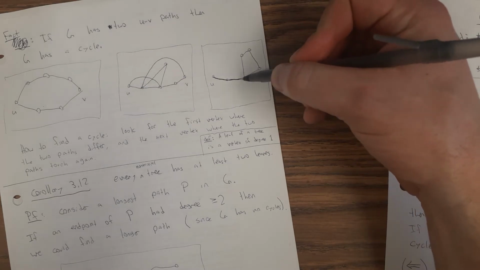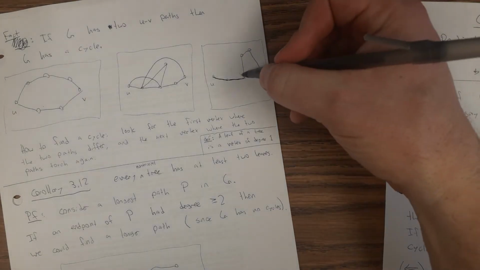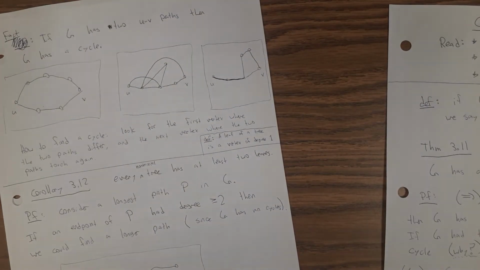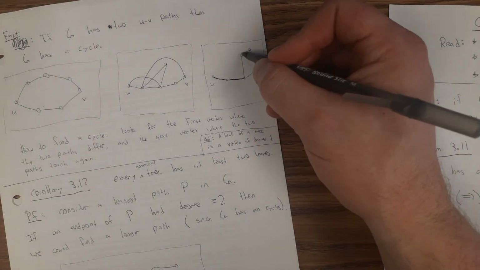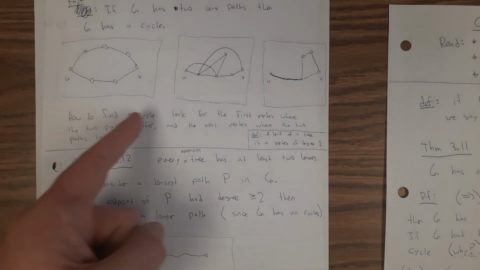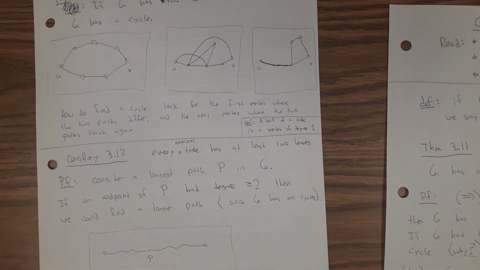I see one here. Keep in mind that for a cycle, you're not allowed to repeat any vertices. Of course, a cycle is supposed to start and end at the same vertex, but other than that, you're not allowed to repeat any vertices. So we have to keep that in mind as we're looking for a cycle. But maybe a bit more formally, let me describe how to find a cycle.